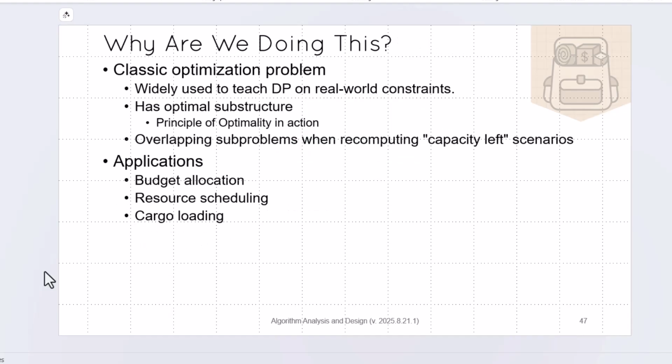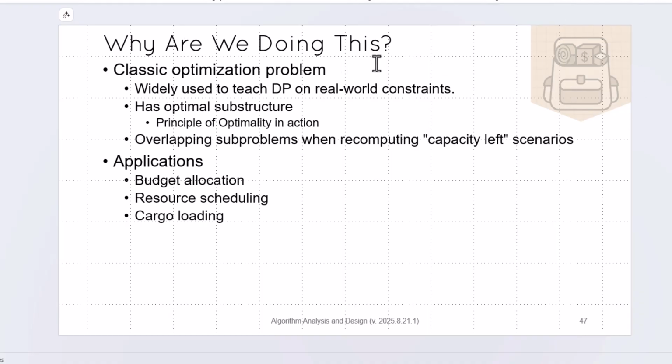Now, why are we doing this, and how would we have done that? Okay, we'll get to that in a minute, but why are we doing this even? So it's a classic optimization problem, the knapsack problem. In fact, I use this nice little image over here in the slides to show a knapsack.